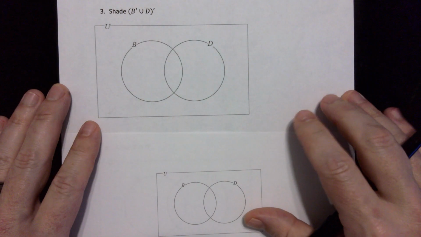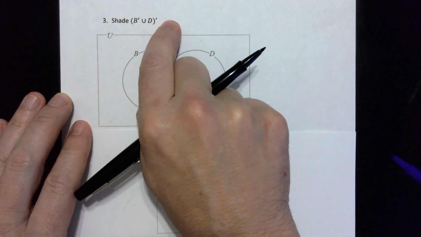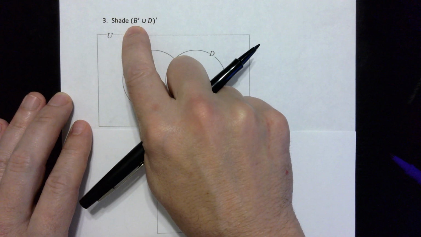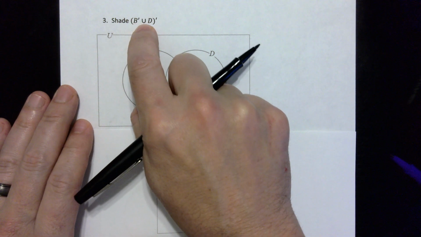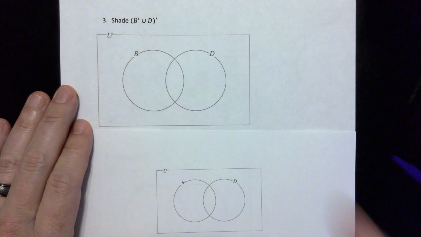Okay, on this one, we're asked to shade the complement of B complement union D. So we'll first need to figure out what B complement is. Then we'll need to figure out what B complement union D is. Then we'll need to do the opposite of that because of this complement out here.